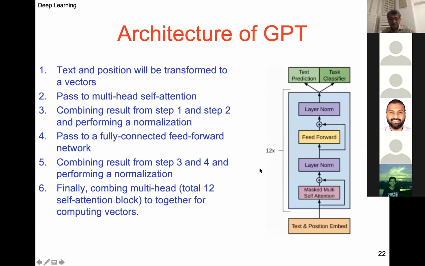So the architecture of GPT: text and position are transformed to vectors, passed to multi-head self-attention, combining results from step 1 and 2 and performing a normalization, passed to a fully connected feed-forward network, combining results from step 3 and 4 and performing a normalization. Finally, combining multi-head together, computing vectors, text prediction, text classifier, and so on.